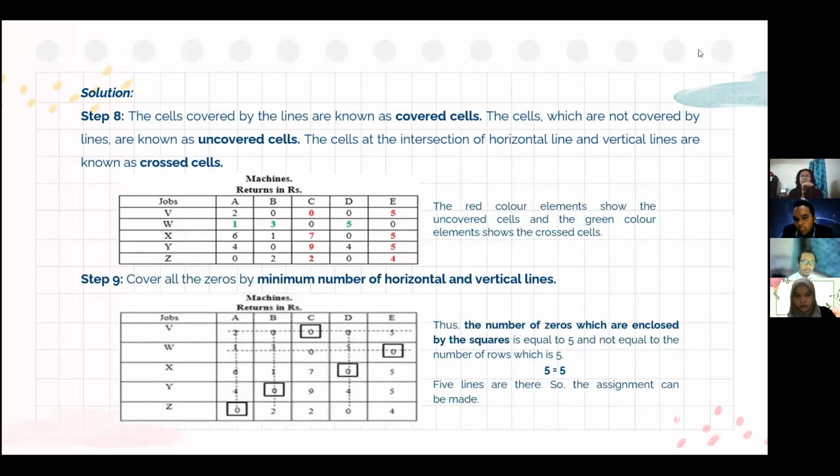So in step 8, the cells covered by the lines are known as covered cells. The cells which are not covered by lines are known as uncovered cells. The cells at the intersection of horizontal and vertical lines are known as cross cells. As we can see, step 9, recover all the zeros by the minimum number of horizontal and vertical lines. Thus the number of zeros which are enclosed by the squares is equal to 5 and equal to the number of rows, which is 5. So 5 lines are there, so the assignment can be made. Next.